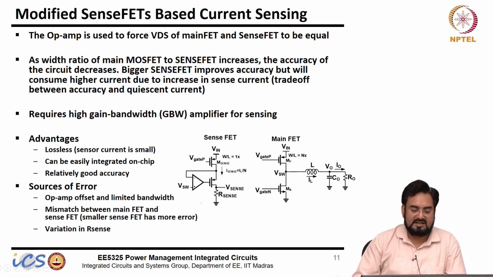So now you can match the current, but the problem here is that you want to do it every cycle, cycle by cycle. So this amplifier should be very fast, and the gain should also be very high. If you have a very poor gain, then this voltage will not match. You will have a large gain error. So both gain and bandwidth have to be very high.